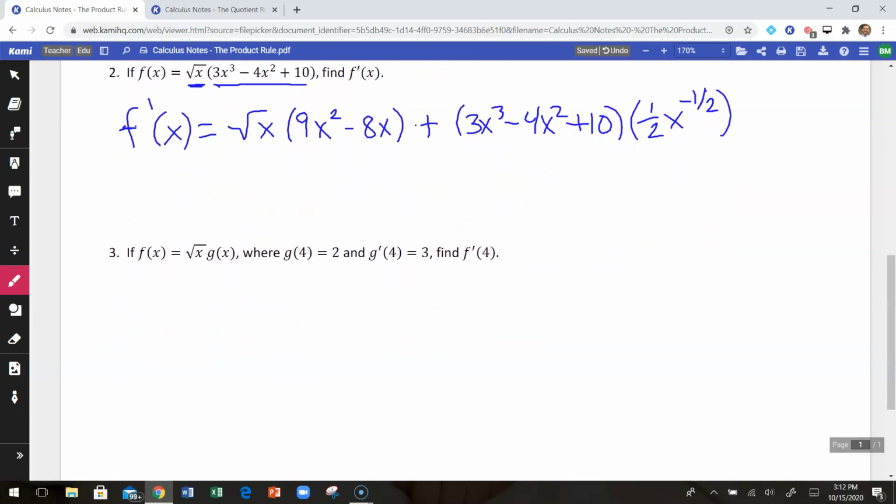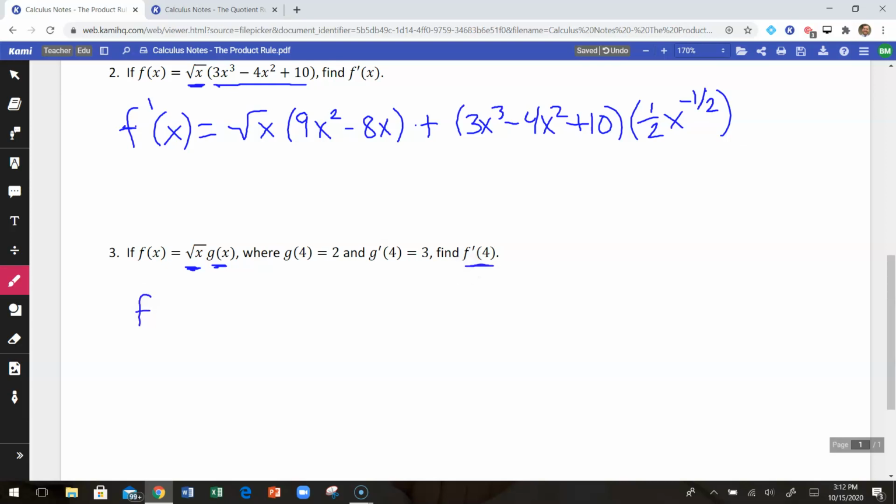Last one here, we have f of x equals the square root of x times g of x. Now, I don't know what this function g of x is, but I have the square root of x times g of x. So I've got a product going on. And then it gives me some information about g of x, specifically at g of 4 and g prime of 4. The question is, I want to find f prime of 4.